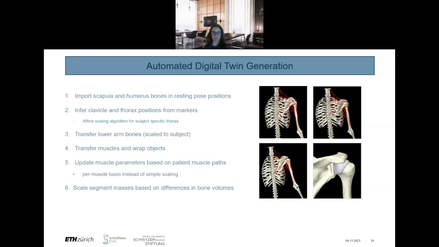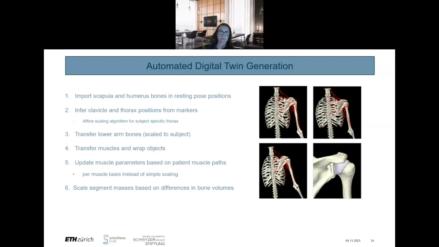So patient specificity kind of has different degrees. You can go from just very simple linear scaling. More recently, statistical shape models have gained a lot of traction because they can much better represent more complex changes in shape. But here we actually take the subject-specific bones and we don't morph the bones at all. We just replace the entire scapula and humeral bone in the model with the patient-specific bones. So that gives a very high degree of accuracy to the anatomy without having to worry about whether that patient's joint geometry is, for example, represented by our statistical shape model.